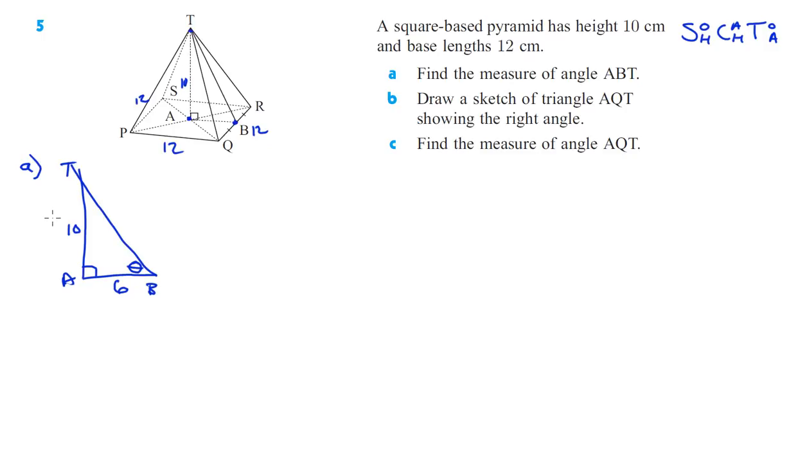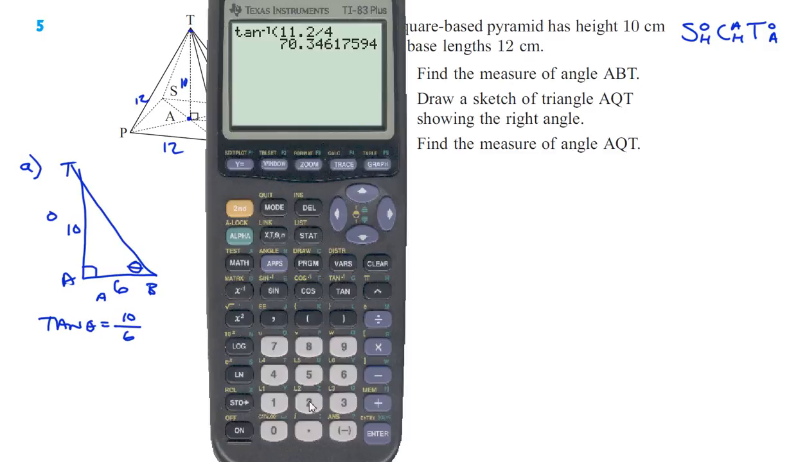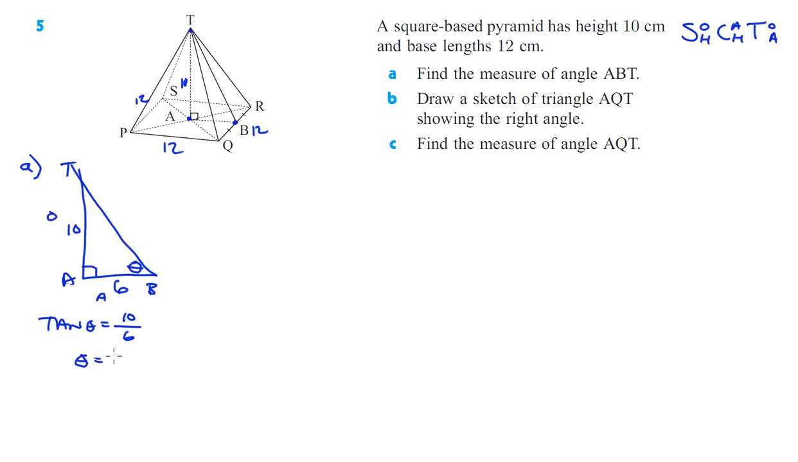So from this angle, this is opposite, this is adjacent. So we're going to use tangent on that. Tangent theta equals opposite, which is 10, over adjacent, which is 6. Okay, so bring out our calculator, and we're looking for an angle. So it's second tangent 10 divided by 6, and we get 59.03, so we'll call theta 59.0 degrees. Okay, so that's A.